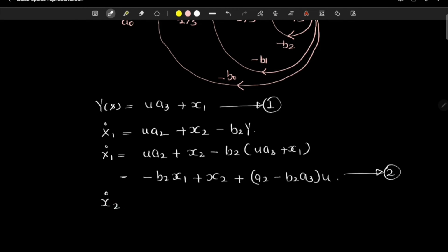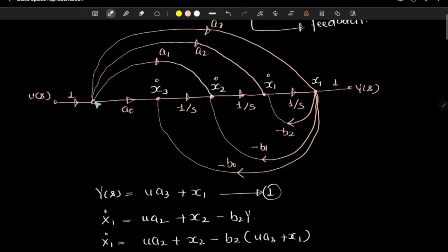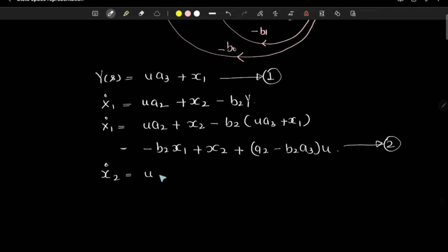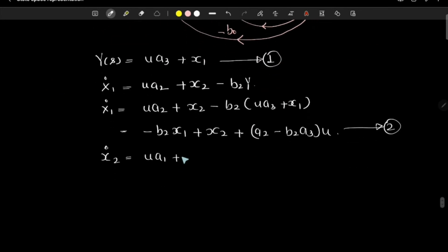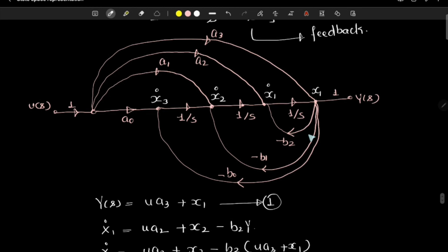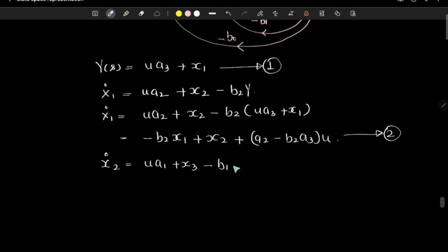Similarly, we will write the equation for x2 dash. Okay, so at x2 dash, these are the signals which are coming at this point. See, first one is this, second one is this, and third one is this, right? So u into a1, plus x3 dash into 1 by s, that means integration of x3 dash, so we will get x3, right? So plus x3 minus b1 into y. Substitute the value of y, so u into a1 plus x3 minus b1 into y. So what is y? u into a3 plus x1.